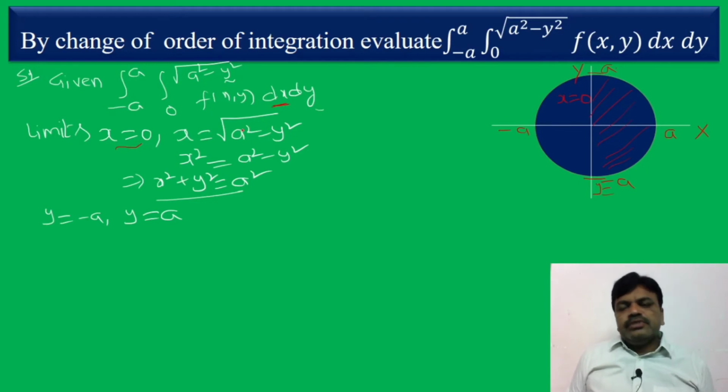So which strip here, friends? Which strip should we draw? Very good, a horizontal strip. So this is the horizontal strip.